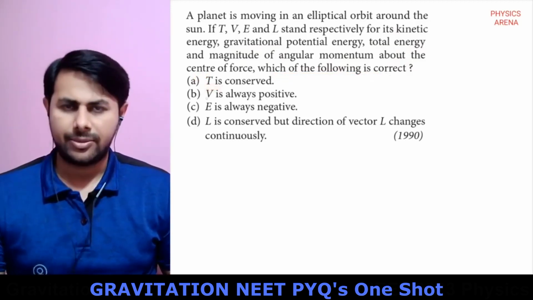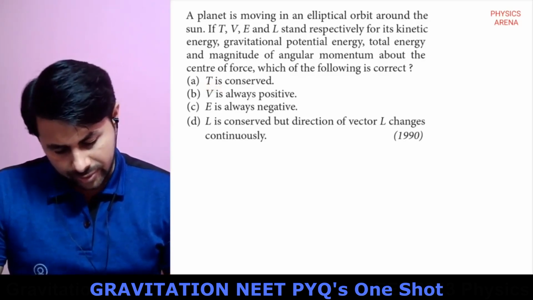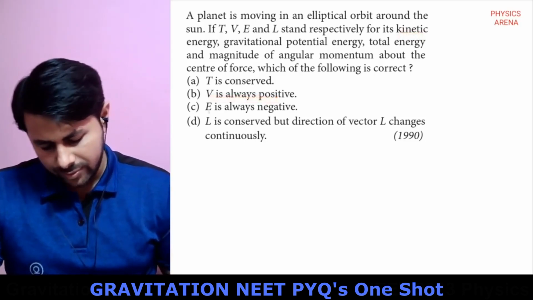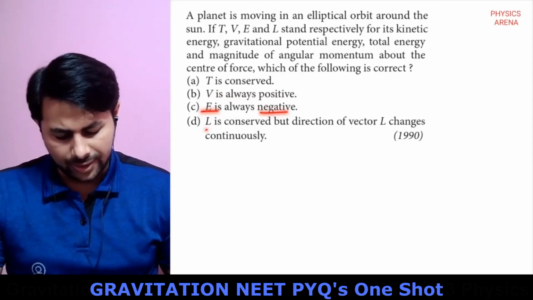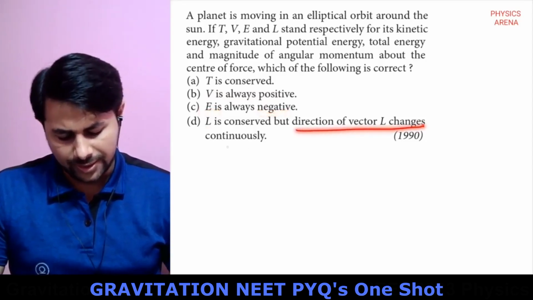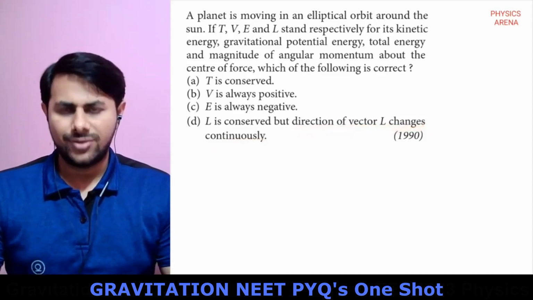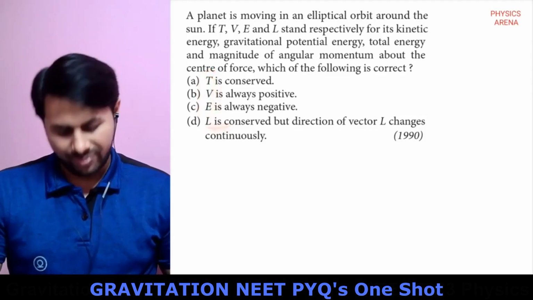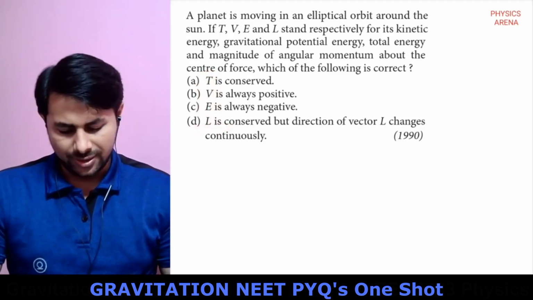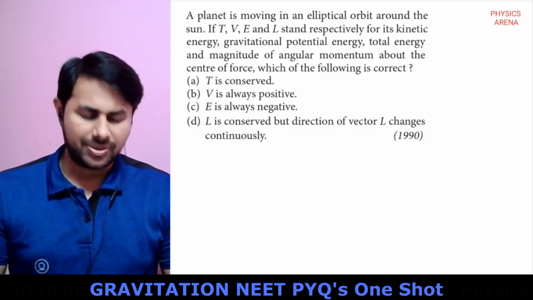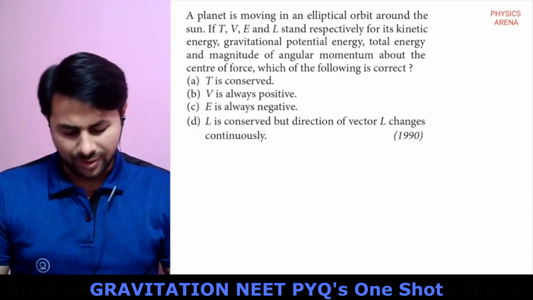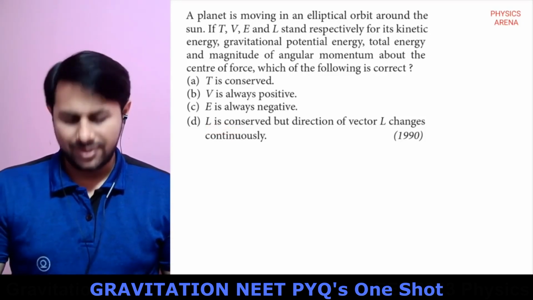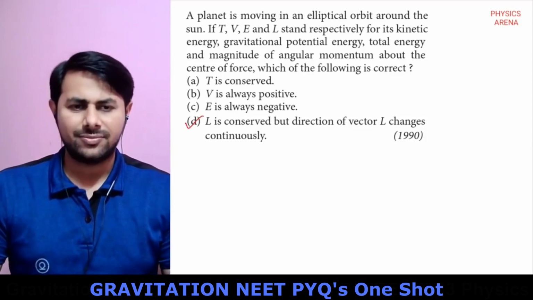T is conserved, that means total energy is conserved. No, T is not total energy, it's kinetic energy. V is always positive, E is always negative, and L is conserved, but the direction of vector L changes continuously. We haven't studied the other things yet, such as kinetic energy and potential energy, but we already know that angular momentum is conserved, right? So option D is the answer.